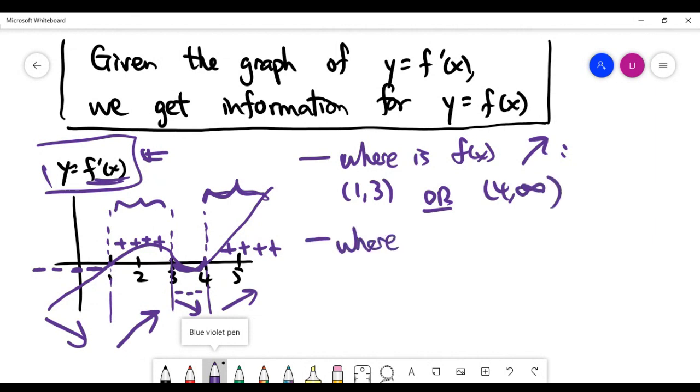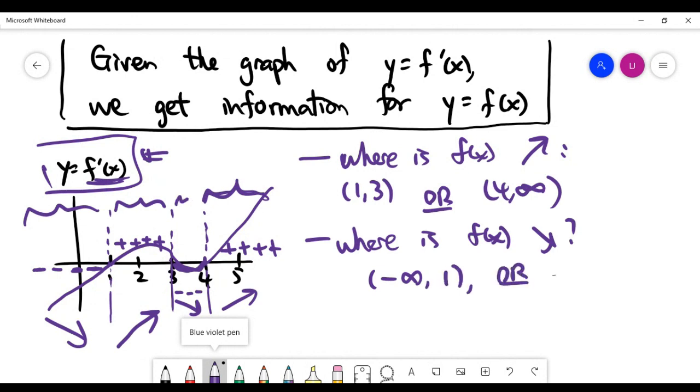And where is f decreasing? f is decreasing on the left interval from minus infinity to 1, or the third interval, which is from 3 to 4. And can you tell me also some other information, like where are the local minimum and local maximum points?